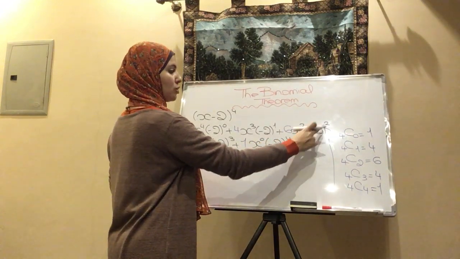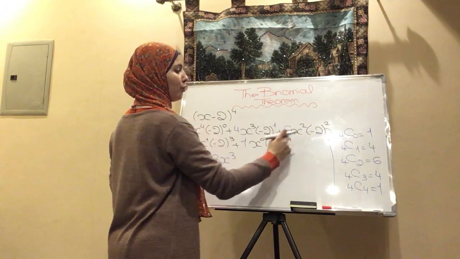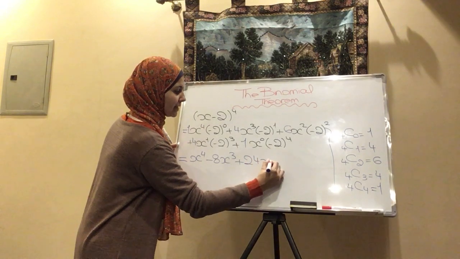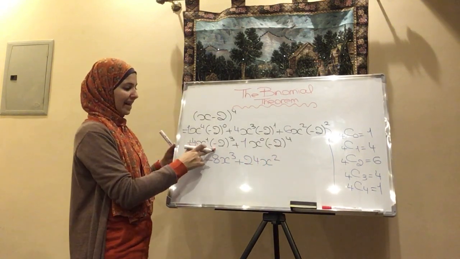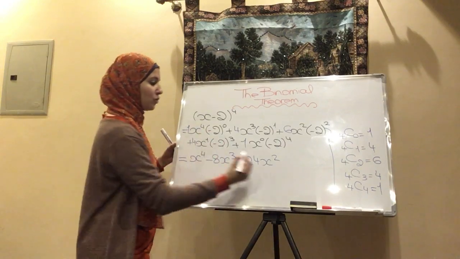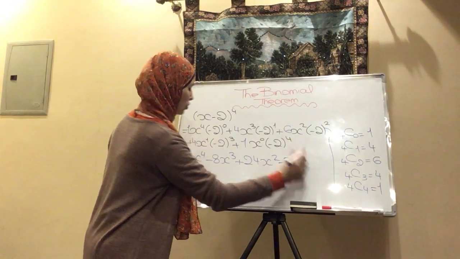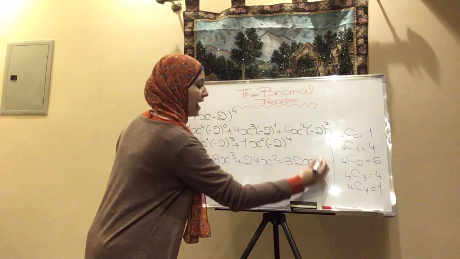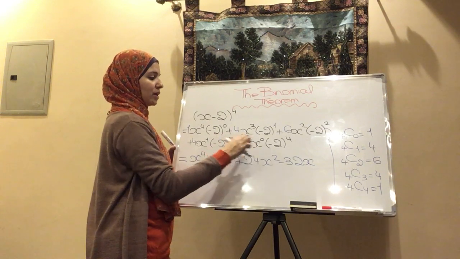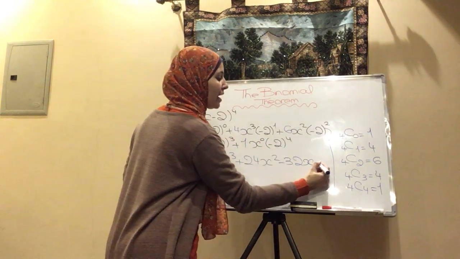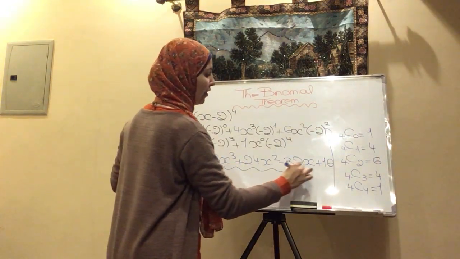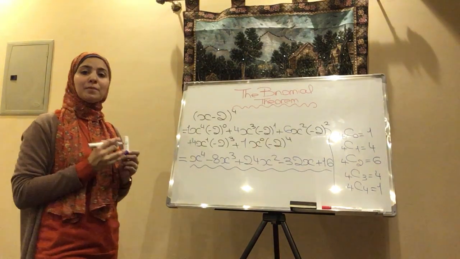Negative 2 to the power 2, that is a 4. 4 times 6 is a 24, x squared. Now, negative 2 to the power 3, that is negative 8. Negative 8 times 4, that is negative 32x. And then the last term, x to the power of 0, that's 1. 1 times 1, that's 1, times negative 2 to the power of 4, that is positive 16. And that is my final simplified, expanded form, as simple as that.